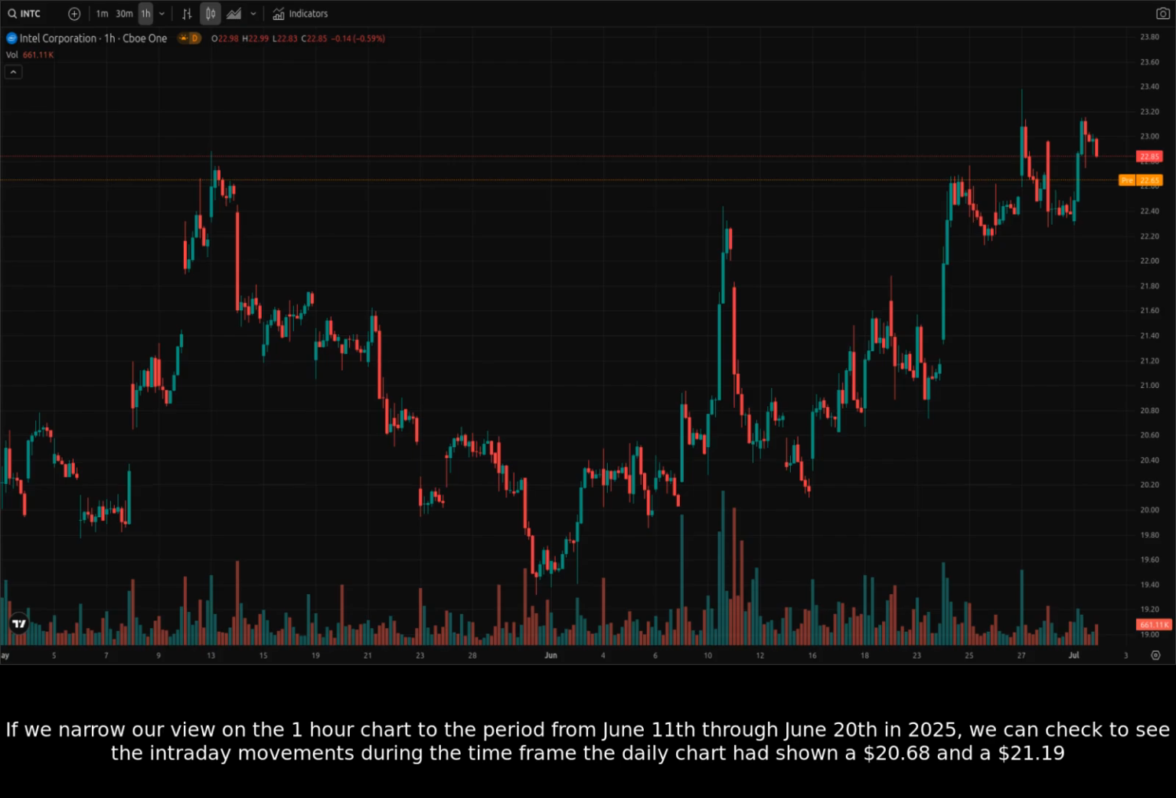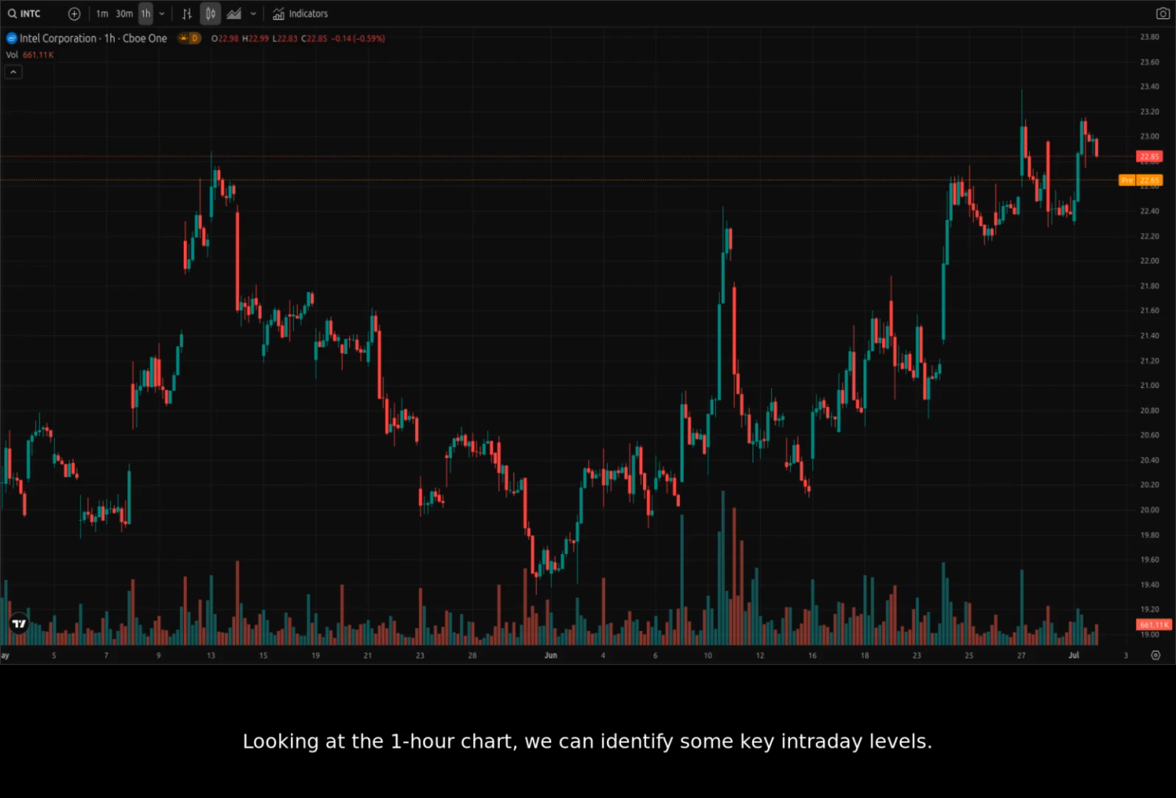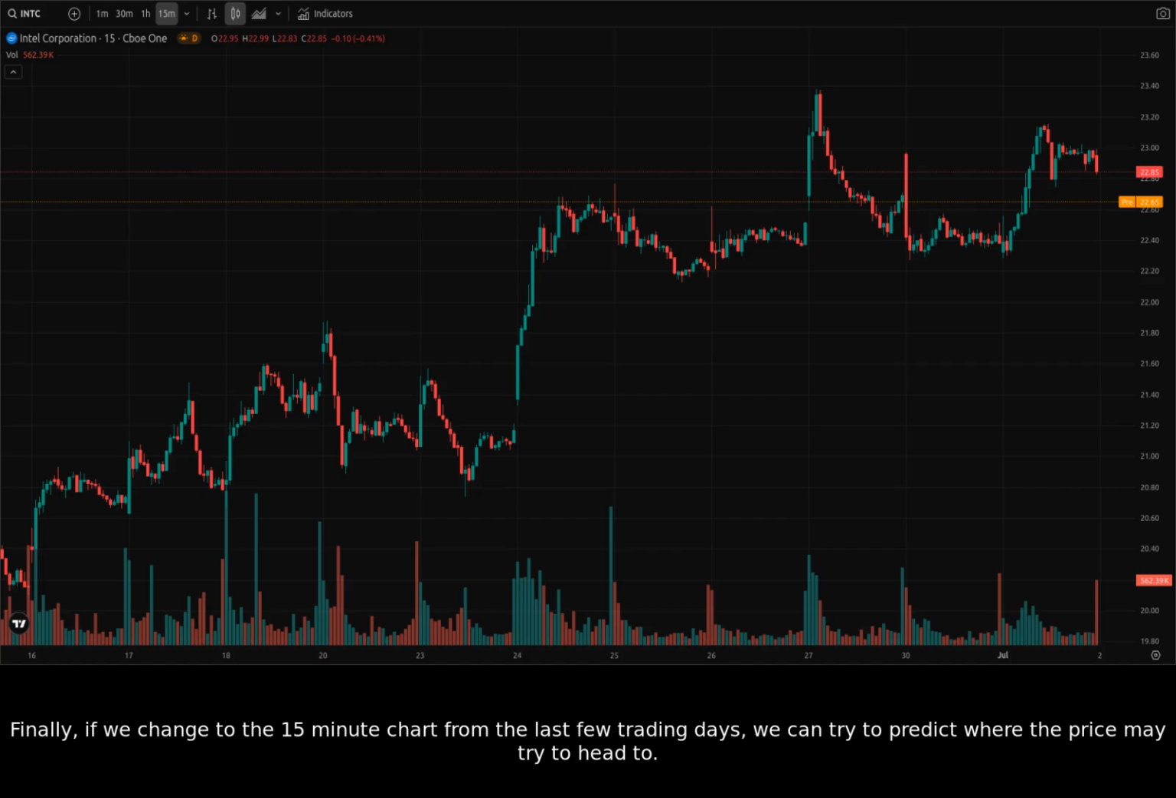The daily chart had shown a $20.68 and a $21.19. Looking at the 1-hour chart, we can identify some key intraday levels. The price seems to have found support around the $20.50 level and resistance near $21.18. Finally, if we change to the 15-minute chart from the last few trading days, we can try to predict where the price may try to head to.